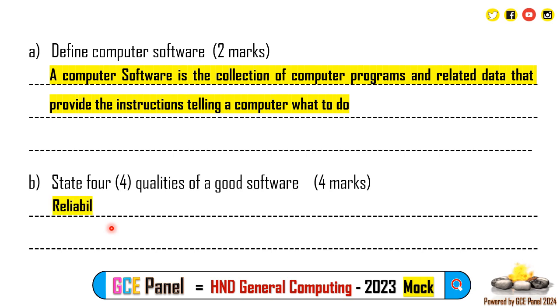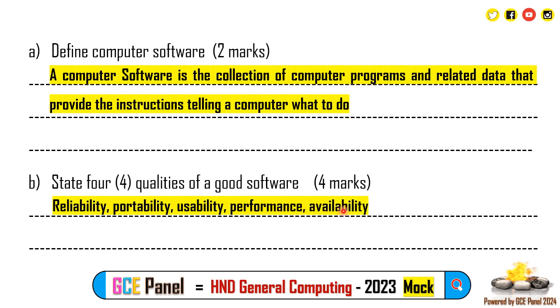For a good software, it should be reliable, portable, usable, performant, and available. So we talk about reliability, portability, usability, performance, and availability.